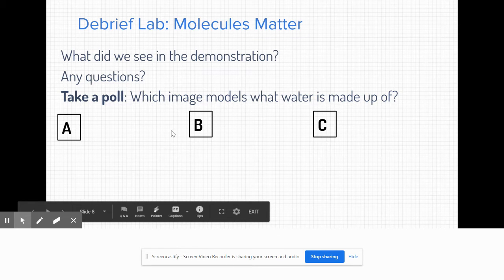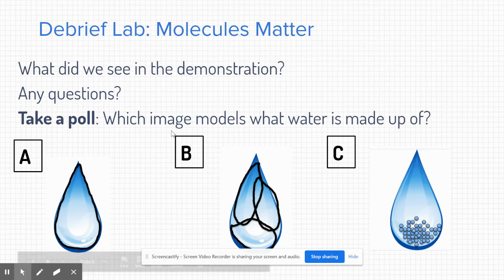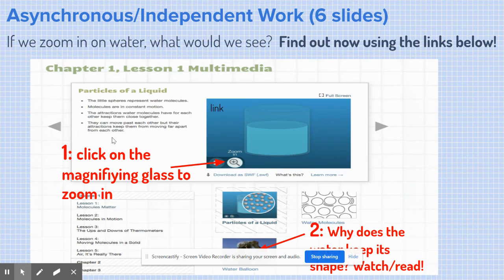So we then did a debrief of the lab. And so the question that we asked was, what did we see in the demonstration? Any questions? And then we took a poll in class. If you missed class, you can disregard this slide. Okay. Now I'm going to explain what your asynchronous work is for today.